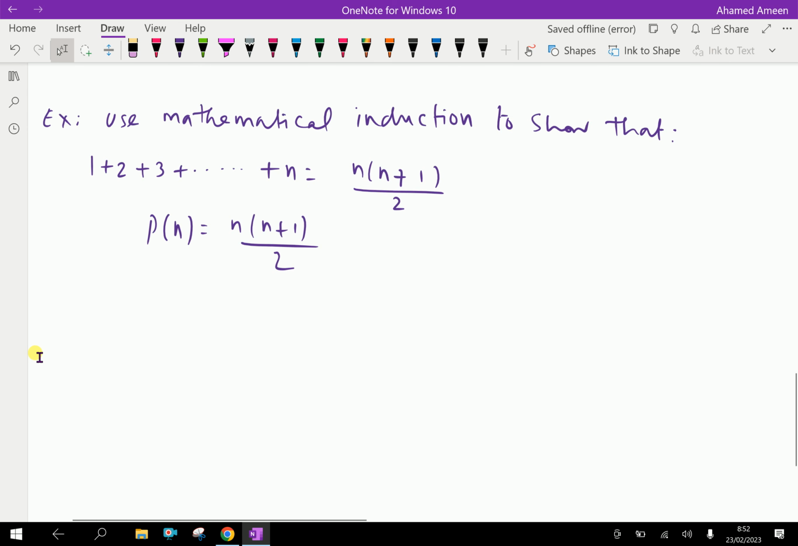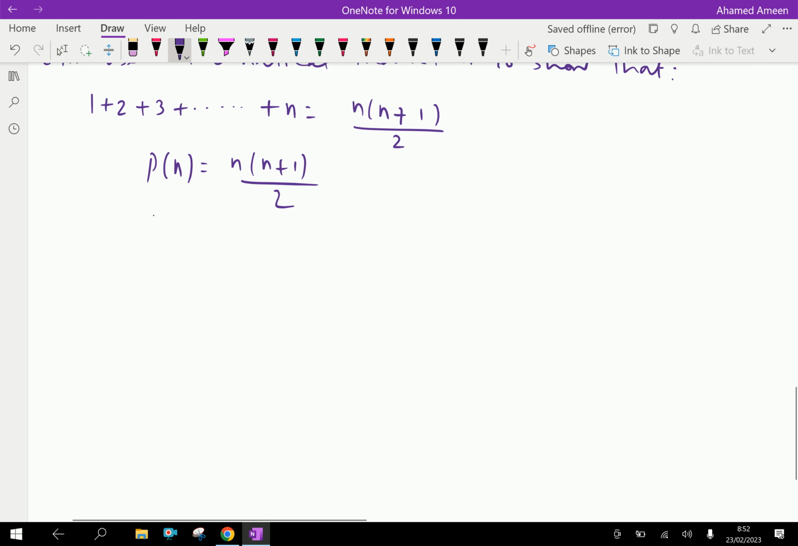First, the base step, P of 1. P of 1 means the left hand side, the first term, is 1, which is equal to n into n plus 1 by 2, that is 1 into 1 plus 1 by 2, which is 2 by 2, equal to 1. That is, we have 1 equal to 1, which is true for P of 1.